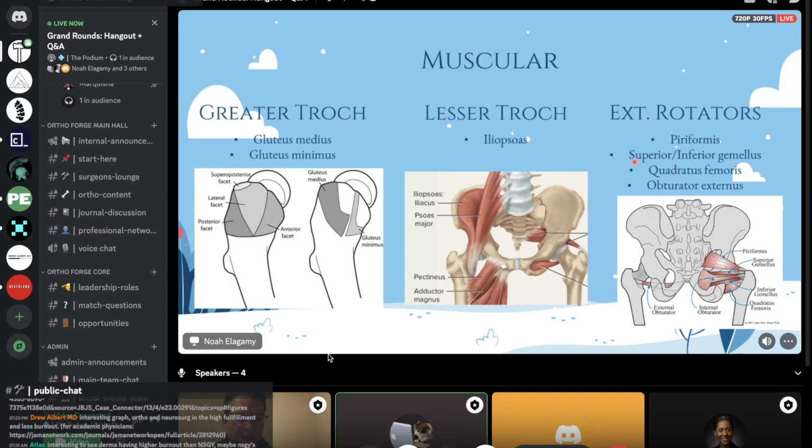And then the last category that I think of are external rotators. These are going to be the piriformis, superior, inferior gemelli, quadratus femoris, and obturator externus, and these will insert along the superior-medial aspect of the greater trochanter right there. I've heard it pronounced gemellus more frequently, probably. If you were to memorize one thing from this slide, you want to memorize your short external rotators, which are piriformis, superior, inferior gemellus, quadratus femoris.